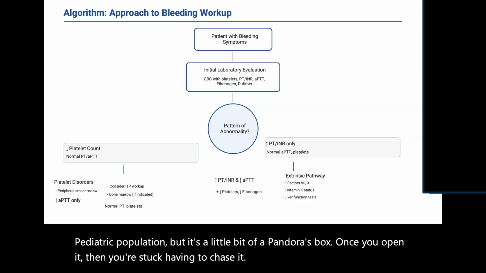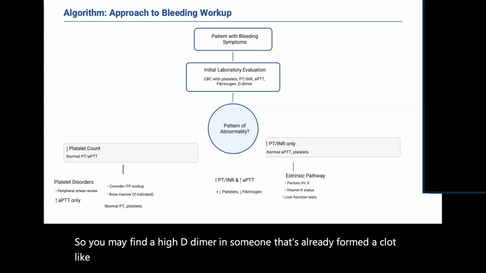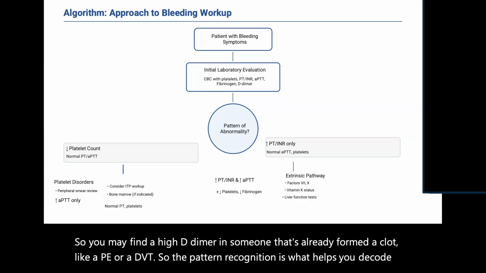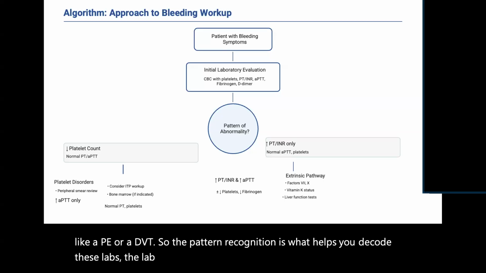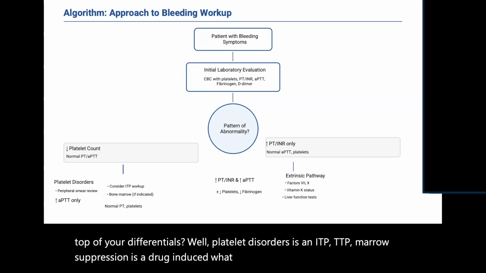So you may find a high D-dimer in someone that's already formed a clot, like a PE or a DVT. So the pattern recognition is what helps you decode these labs. The lab shows an isolated thrombocytopenia. What rises to the top of your differentials? Well, platelet disorders. Is it ITP, TTP, marrow suppression? Is it drug-induced? What are the reasons that this lab value is abnormal?